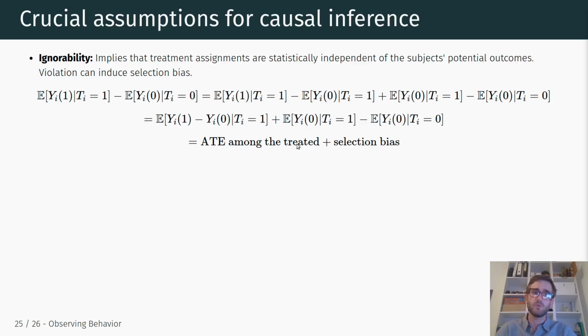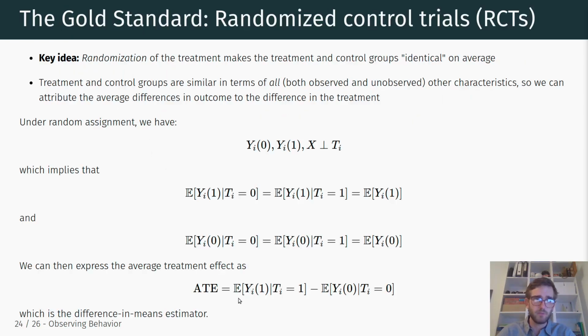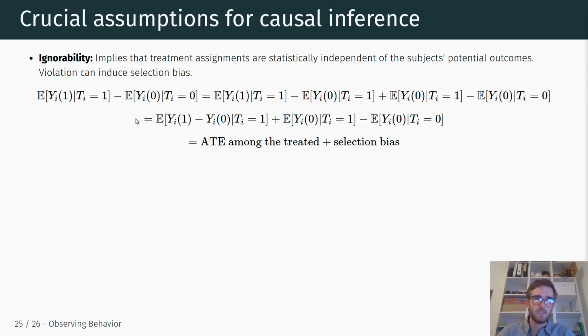In order to show you how violating this can ultimately induce what we call selection bias, I'm going to go through one quick example here. What we start with is the basic specification of the average treatment effect. As you see here, the average treatment effect we defined as the difference in the outcome in the treatment group minus the outcome in the control group. And this is the same equation here up to this point.